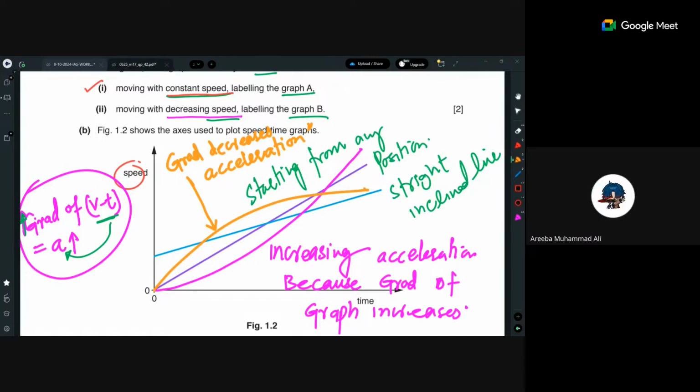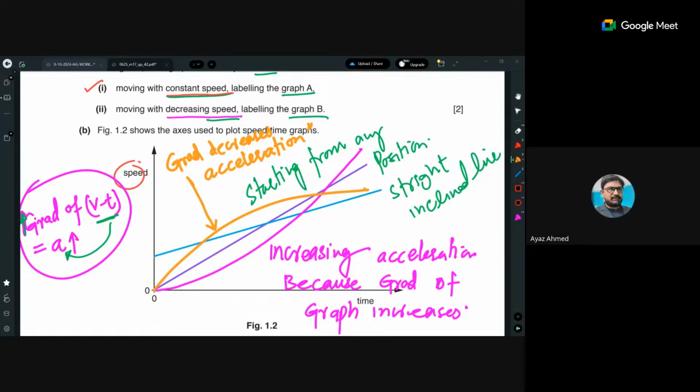Actually, true. I did just wake up a while ago. And so decreasing acceleration is just deceleration, right? So it would just be slowly going down then.